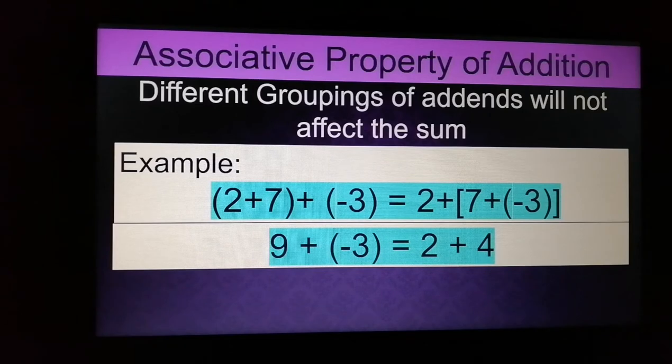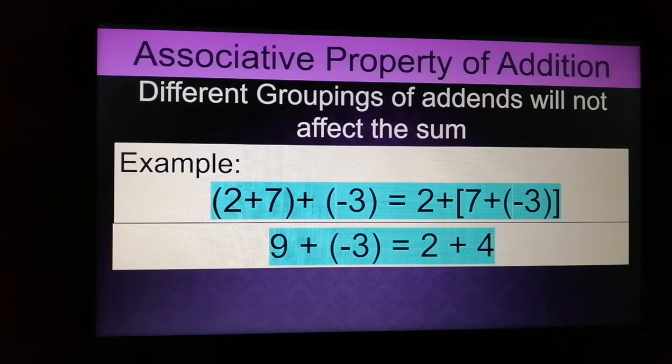Then 7 plus negative 3, since 7 and negative 3 have different sign, so you're going to subtract. 7 minus 3 is equal to 4. And you are going to get the sign of the bigger number, which is positive. So we have positive 4.